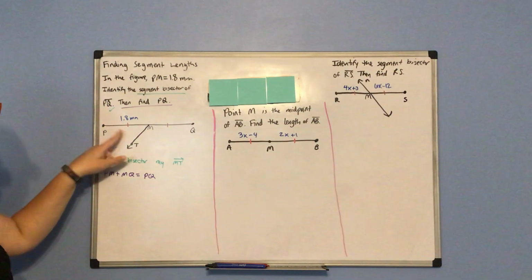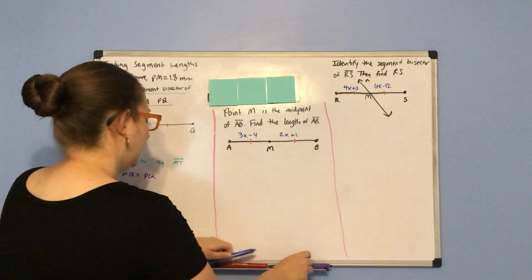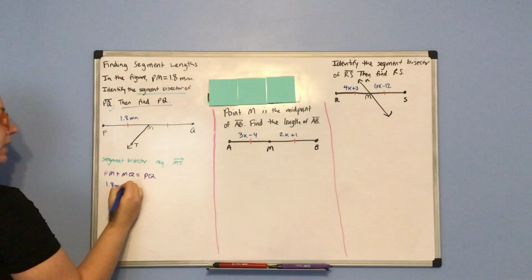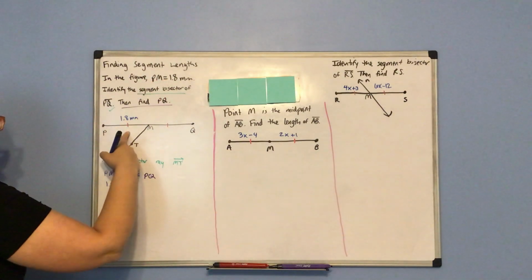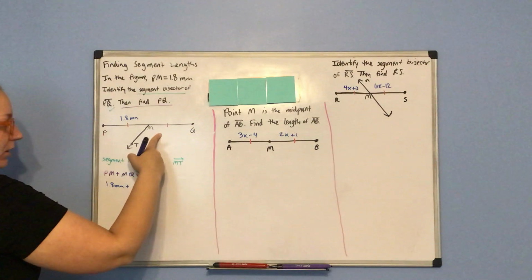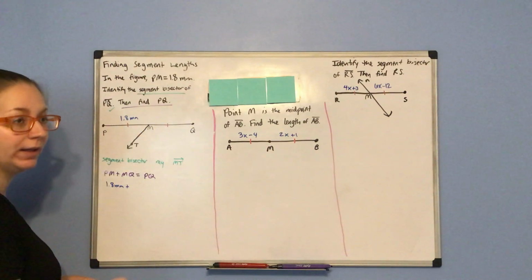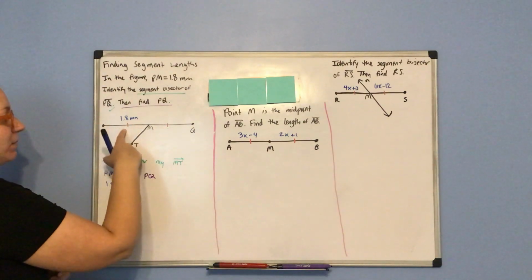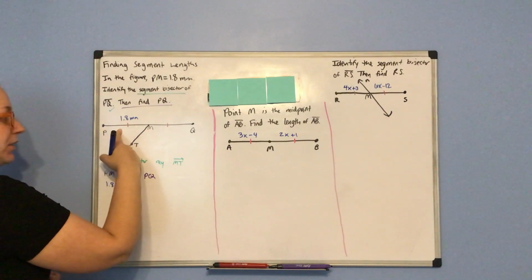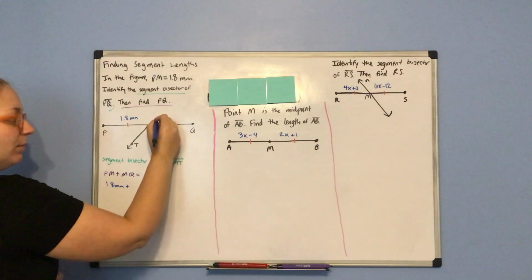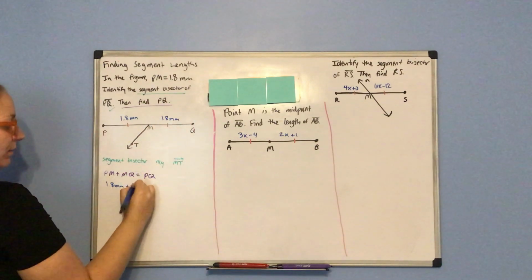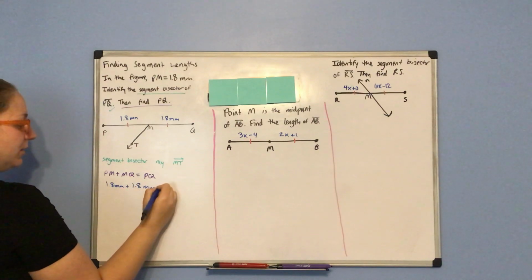So, do I know the length of PM? Yes, I do. PM is 1.8 millimeters. They gave us that here in the beginning, and I also marked it down here. Do I know the length of MQ? Right now, it doesn't look like it. But remember, these red marks mean that these two pieces are congruent. So if this is 1.8 millimeters, this piece, the other part with a red mark, also means that this is 1.8 millimeters. So MQ is also 1.8 millimeters.